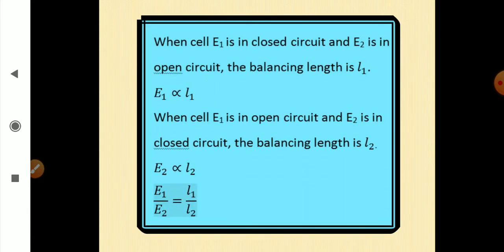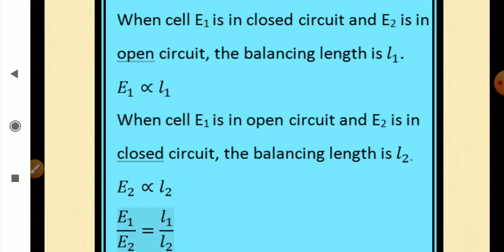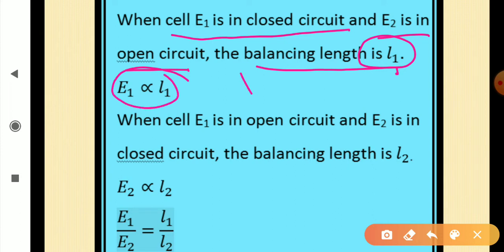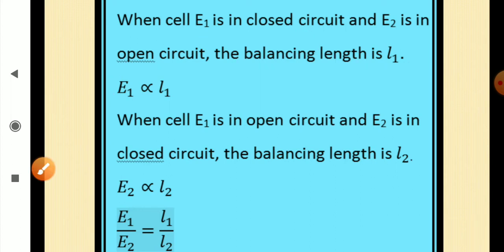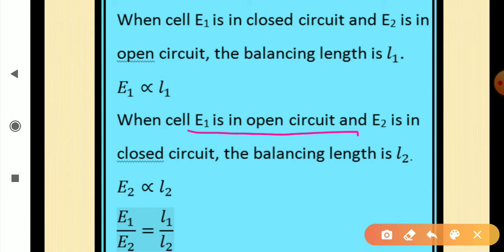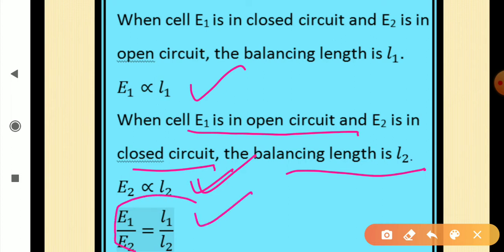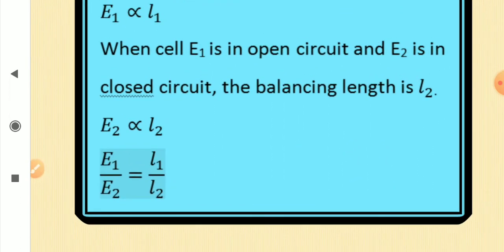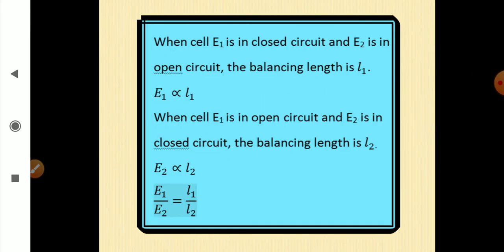Okay, so now how do we calculate the values? See, when cell E1 is in closed circuit and E2 is in open circuit and the balancing length is L1, then clearly E1 is proportional to L1. See, we have done the principle that V is proportional to L, potential drop. Now when cell E1 is in open circuit and E2 is in closed circuit, the balancing length is L2, then E2 is proportional to L2. And dividing this equation by this equation, you get E1 upon E2 is equal to L1 upon L2. And you can measure L1 and L2, and by measuring L1 and L2, we can compare EMFs of two cells. Now you have to perform this experiment in laboratory.